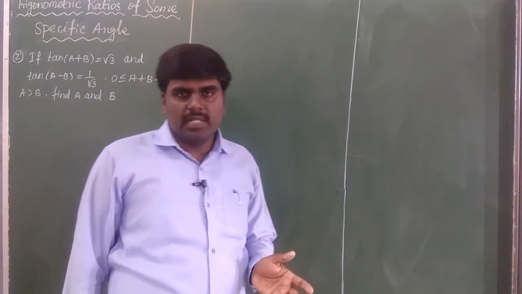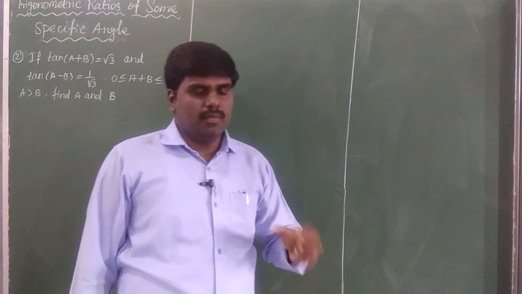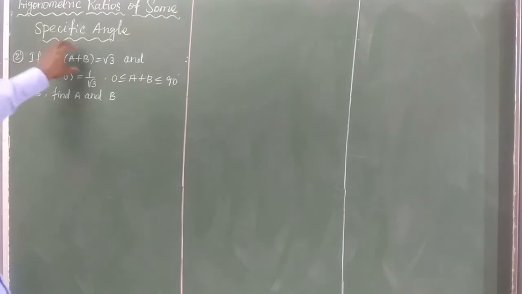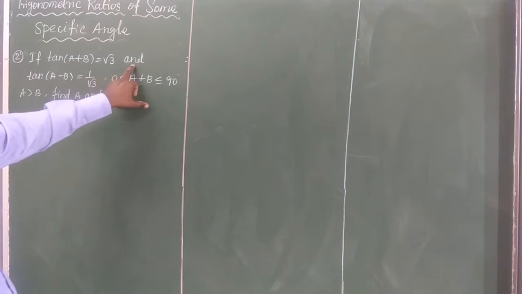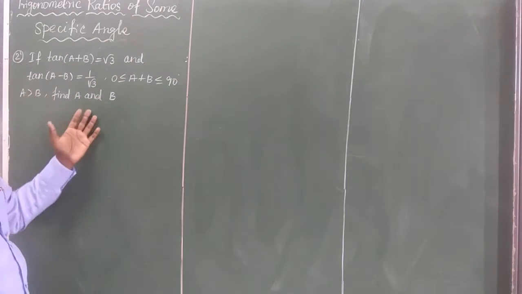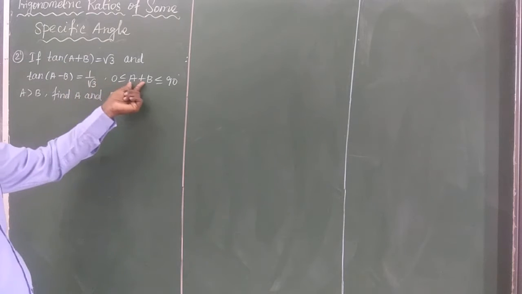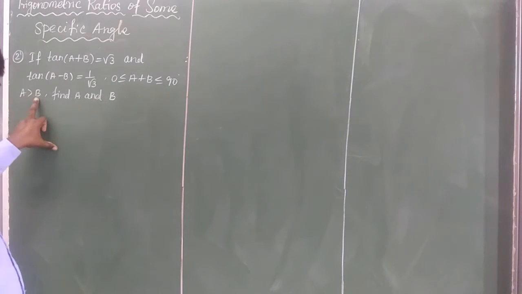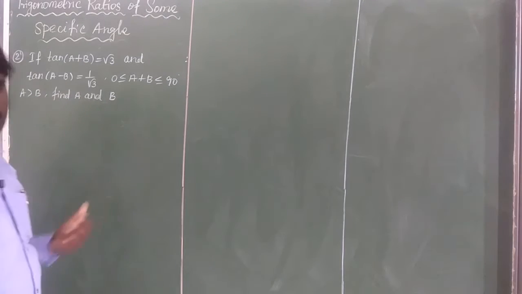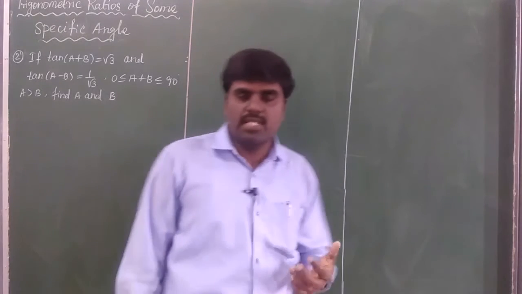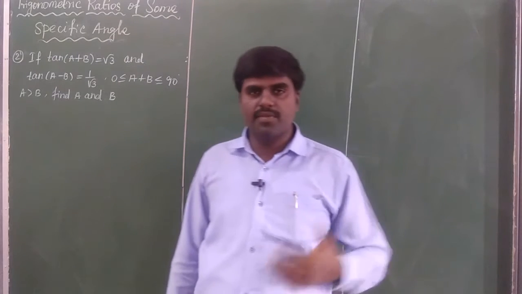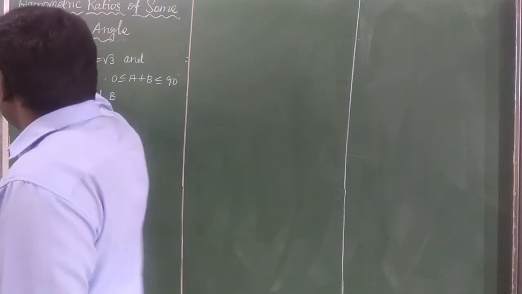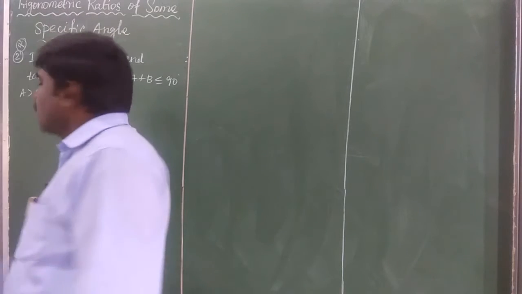So the first problem is completed. Now the second type of problems. If tan of a plus b is equal to root 3 and tan of a minus b is equal to 1 by root 3, where a plus b is equal to 60 degree, that is a supplementary answer, and for a greater than b, find the a and b values. It's an important question, sometimes asked in board exams as a 3 mark question. This NCERT problem is a very important 3 mark question.